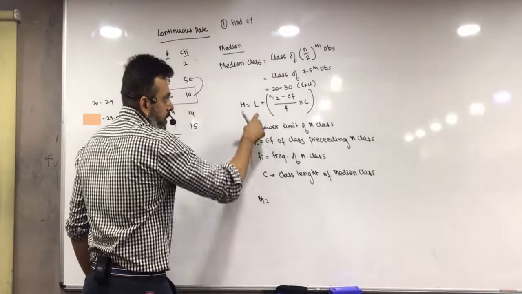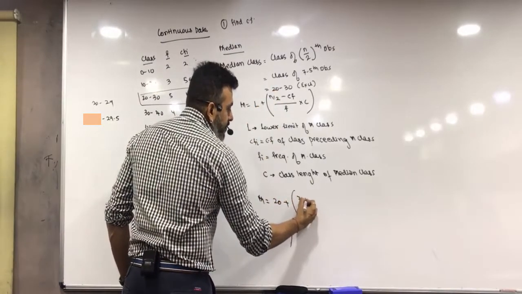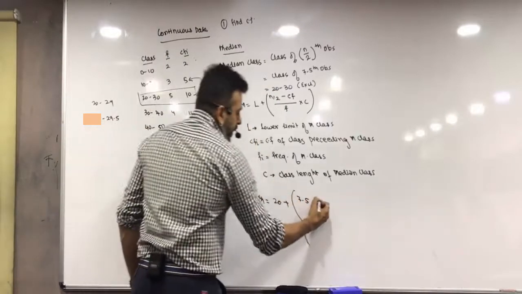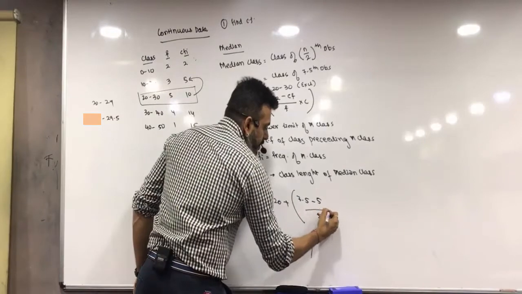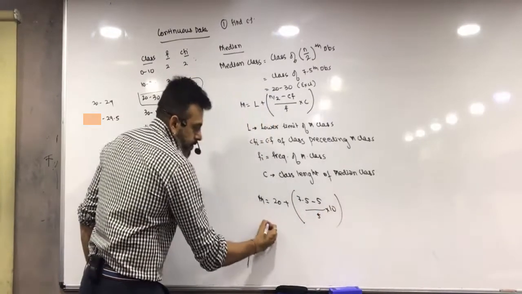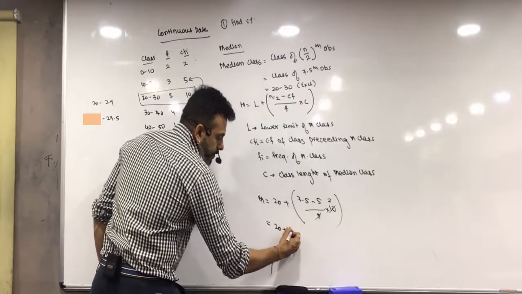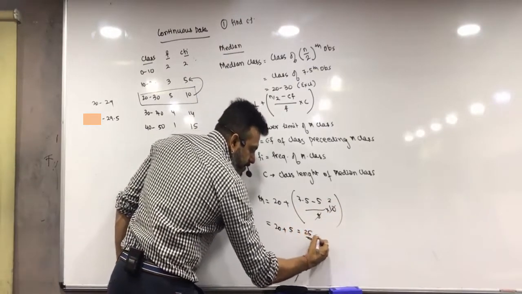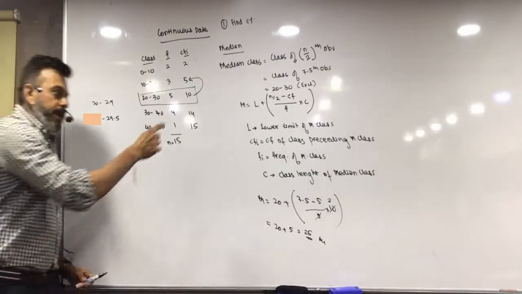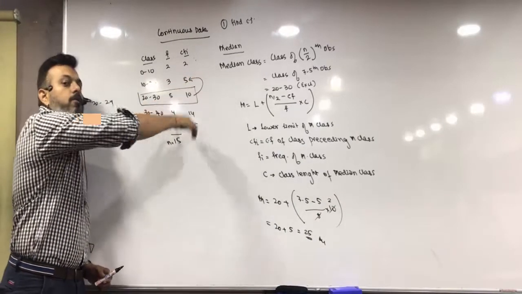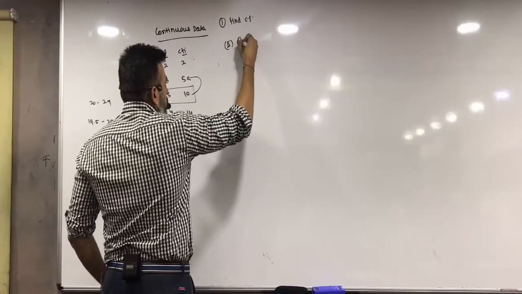Now, we put the values. M is equal to L. Lower limit is 20, plus (n by 2 is 7.5 minus 5) upon 5, into 10. We solve it: 20 plus 5, which is equal to 20. You understood how we have to do it? Okay. First write the median. Then we go for quartile, decile and percentile.